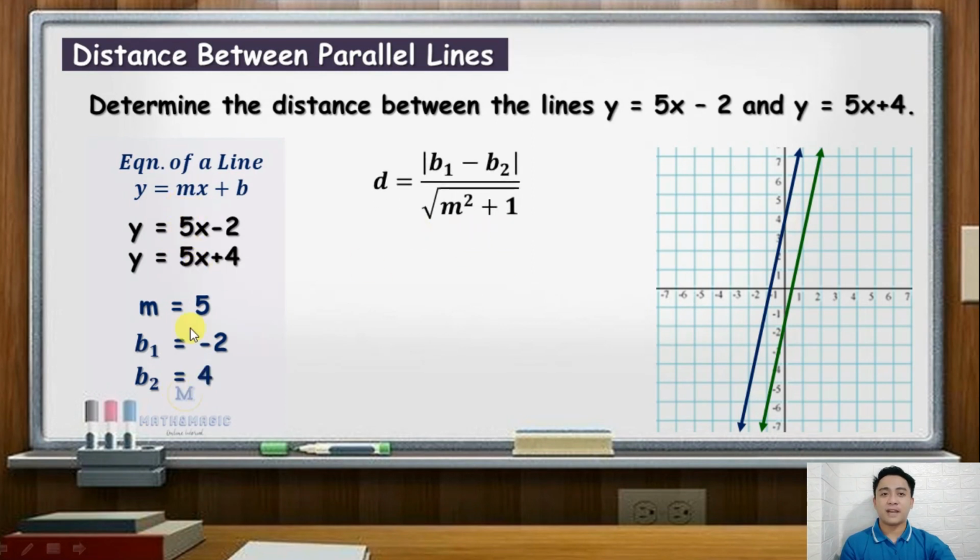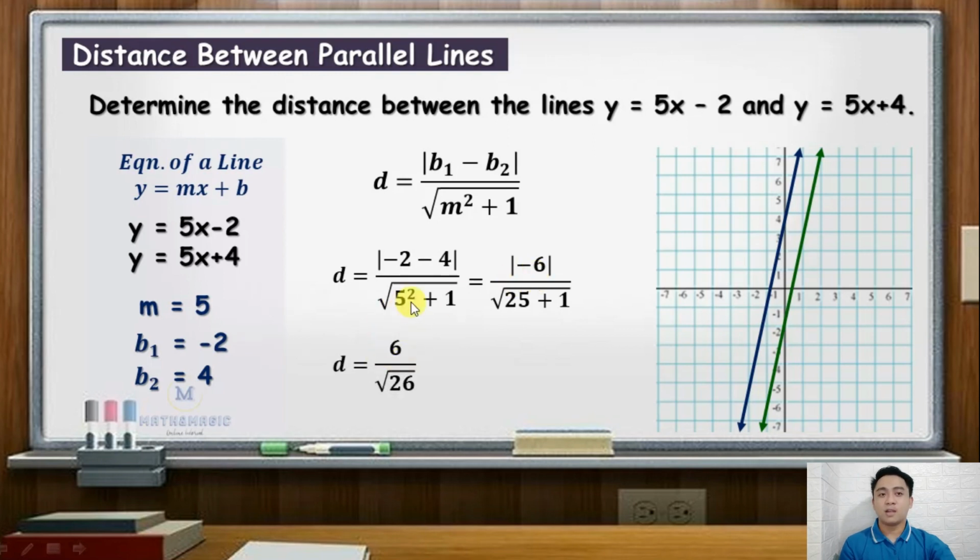Now, substituting these values in the formula, D will be equal to the absolute difference of negative 2 and positive 4. Negative 2 minus 4 is negative 6. Thus, its absolute value is positive 6. For the denominator, the square root of 5 squared plus 1, 5 squared is 25, plus 1 is 26. Thus, the denominator is square root of 26. Now, rationalizing this value, it is equal to 6 square root of 26 over 26. Simplifying 6 and 26, both are divisible by 2. Hence, the distance between the parallel lines is 3 square root of 26 over 13.